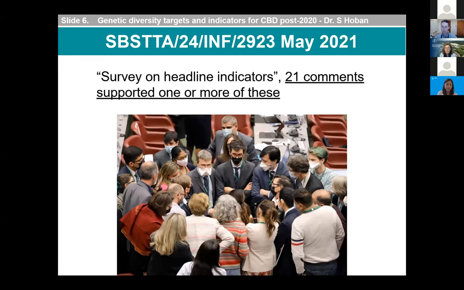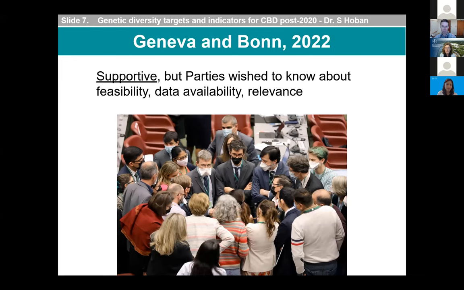Parties have had a chance to give their opinions about these indicators over the past 2 years. In 2021, there were at least 21 comments supporting one or more of these indicators in a survey. And from the meeting this year, there was general support for the concepts of these indicators, but parties had questions about feasibility, data availability, and relevance, and we will talk about that today. I will talk about these, and then we will see examples from four different countries of agencies actually employing these indicators.